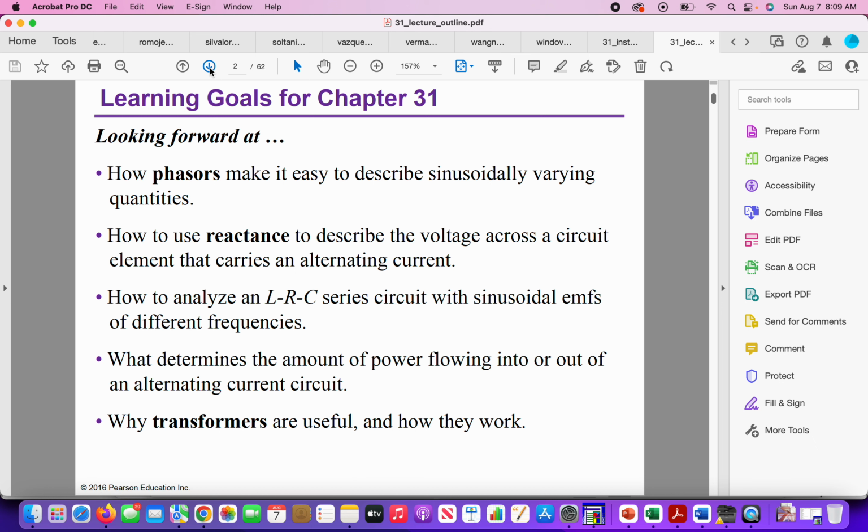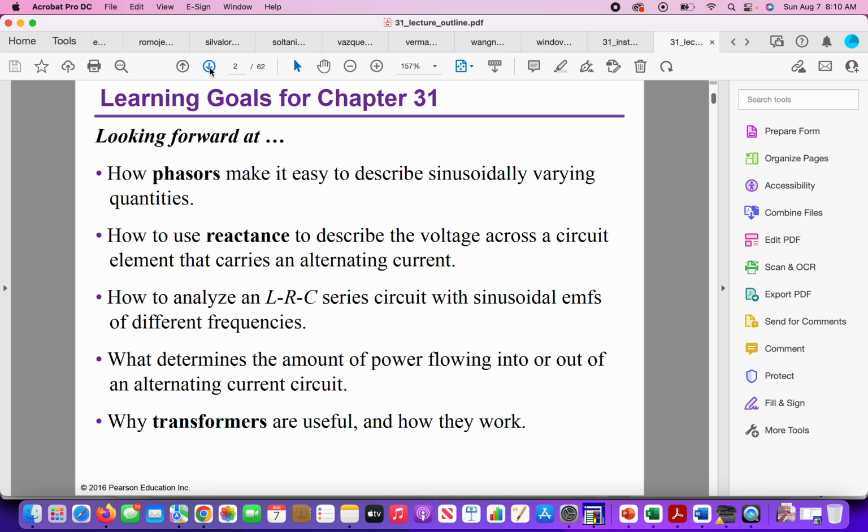Now, we will talk about something called reactance. We will use here inductors and capacitors, and we'll see how we are going to use the reactance. And then how to analyze a circuit having an inductor, a resistor, and a capacitor, all of them in series, a circuit with sinusoidal EMFs of different frequencies. Also, I will solve one related to parallel circuits.